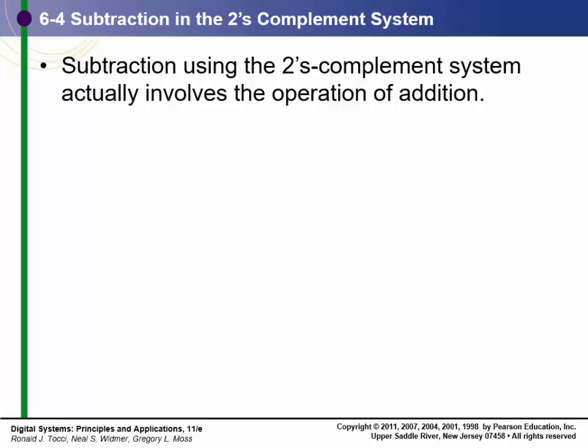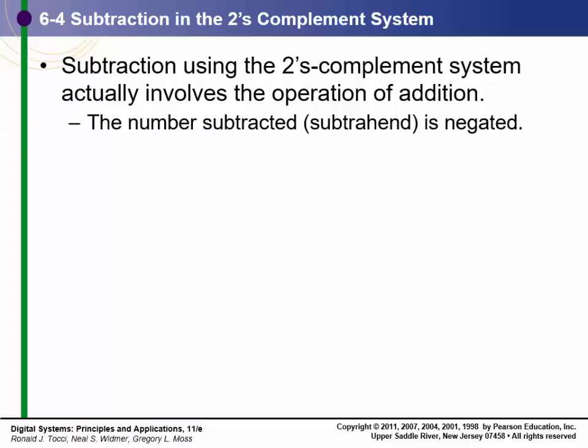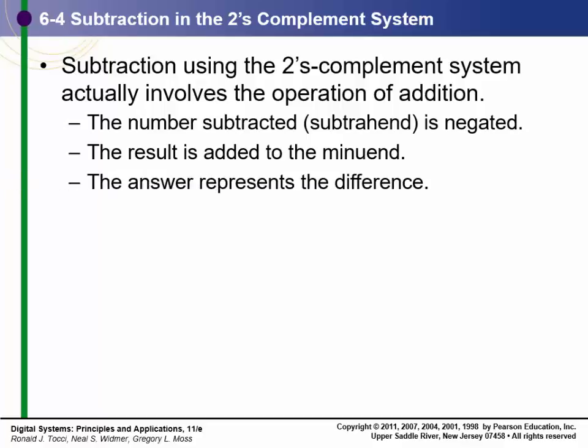Subtraction actually involves the operation of addition. That's what we just did. The number subtracted, the subtrahend, is the name I could not remember. That's why I said the number below. Most of you probably have not seen that word before; it's not normal colloquial English. That's the number you're subtracting, the number down below, and it is negated. When they say negated, it means you're finding the 2's complement of that number. The result is added to the minuend, or the top number. The answer represents the difference.